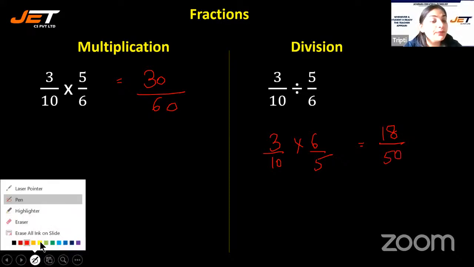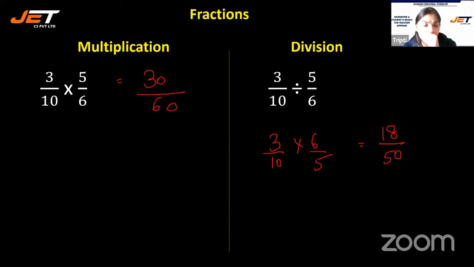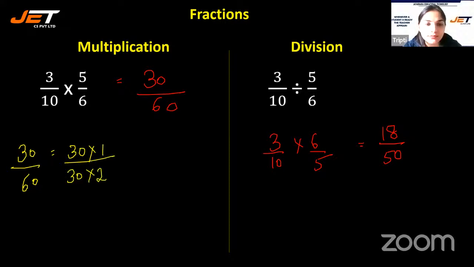Now let me tell you how we can reduce or how we can simplify it. This is 3 times, or maybe I can say 30 times 1. This is 30 times 2. 30, 30 cancel. 1 by 2 is the answer.